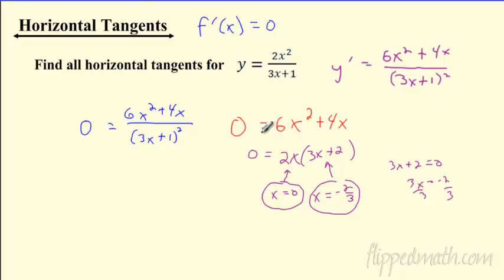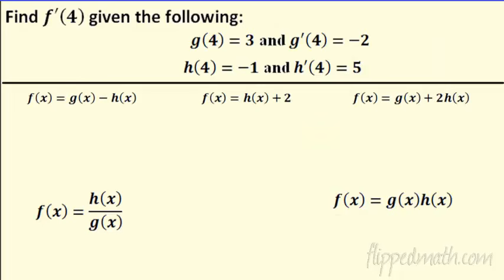If I plug 0 in here, we could check it. You get 0 over 1. And of course, it doesn't matter, the top is 0, and then put in negative 2/3, you get 0. So these are where my horizontal tangents happen, at 0 and negative 2/3. Or these are going to be potential max or min points. Fantastic. The final slide already.